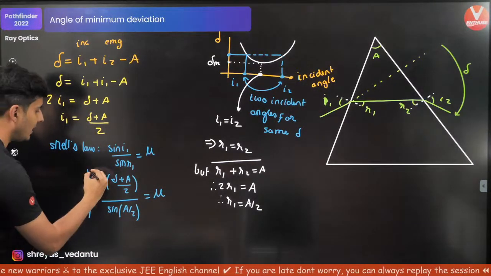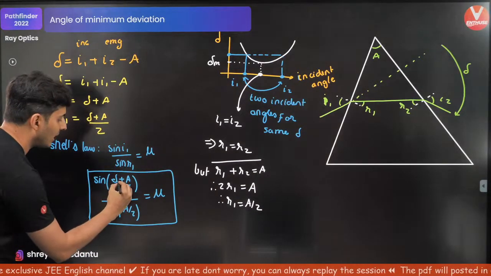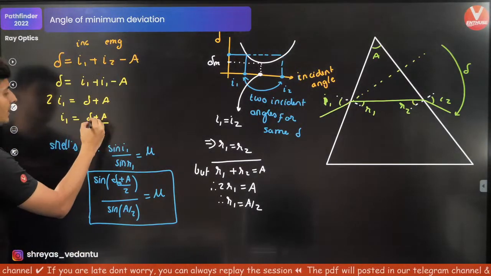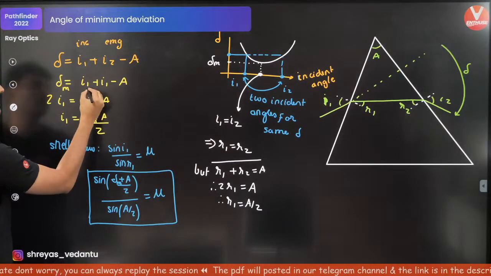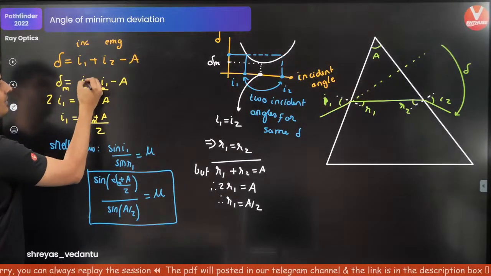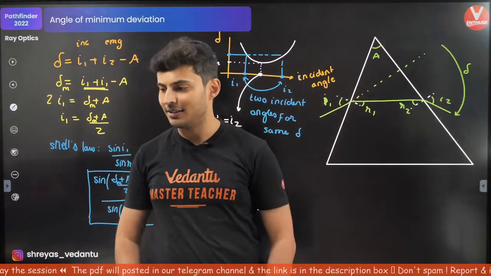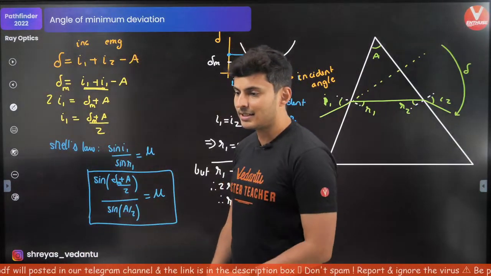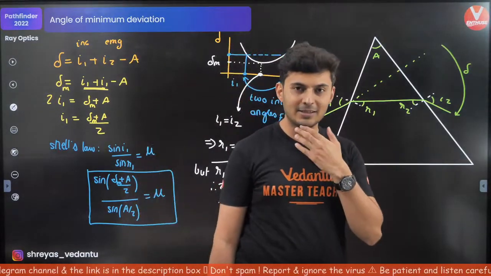Now this is a very, very important relationship. But this delta is not any ordinary delta. This delta is actually delta minimum, because I have equated I1 and I2. So that's why this is delta minimum. Very important relationship. I hope this is understood. Crystal clear?